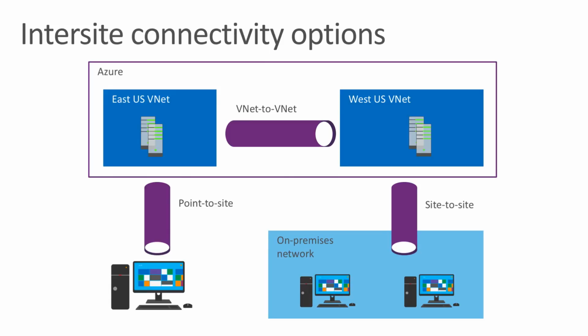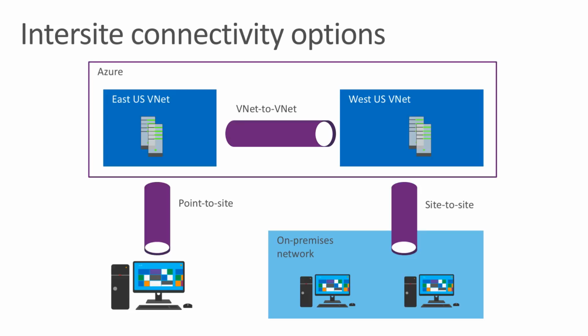That's site-to-site connectivity. You have two virtual networks in Azure that you want to connect together, that's VNet to VNet connectivity. Or you have an individual machine that you want to be able to VPN directly into your Azure VNet. That's an example of point-to-site connectivity.